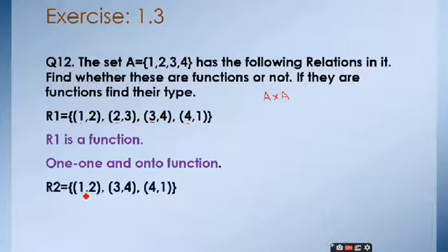Now the second relation is (1,2), (3,4) and (4,1). First we have to see whether it is a function or not. According to the function condition, the domain is equal to set A, and the domain here is 1, 3 and 4, which is not equal to set A. So this relation is not a function.